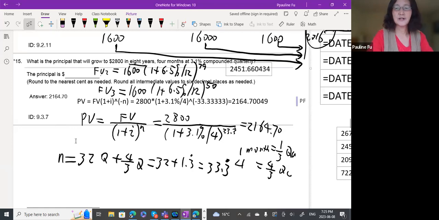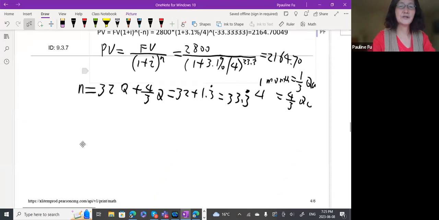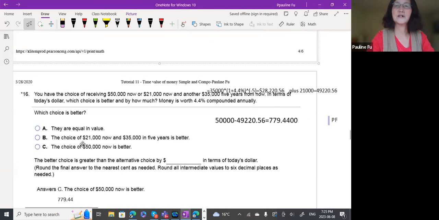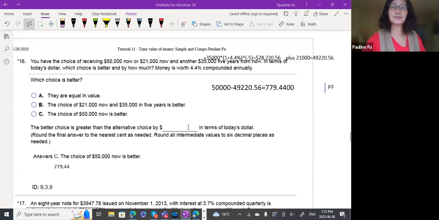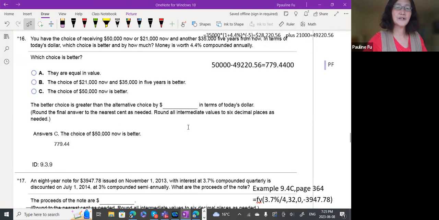Okay. Shall we move on to next question? Question 16. Okay, one student just joining in. Hello and welcome. Just update on you. We are doing tutorial 11. You can find this document on Brightspace. Okay, tutorial 11. Question 16.